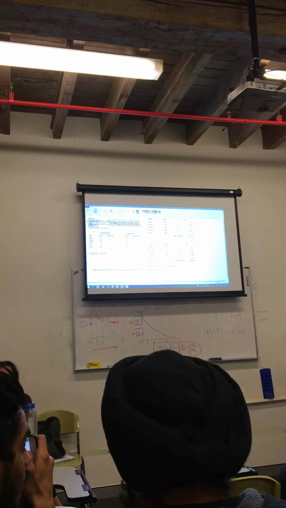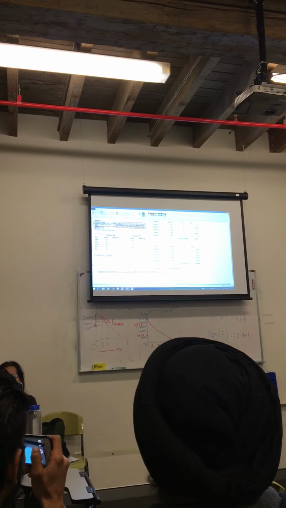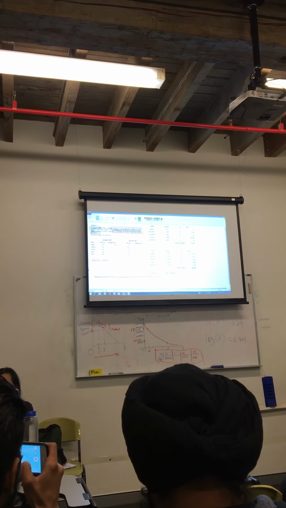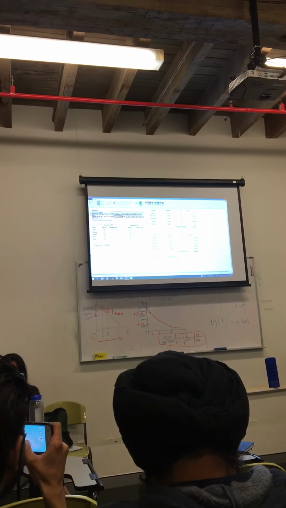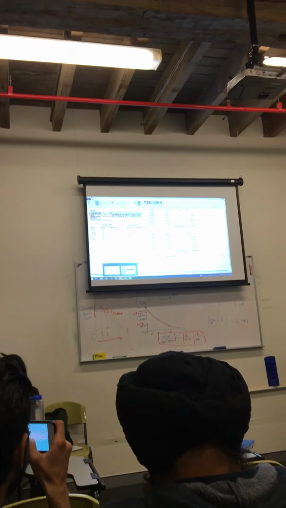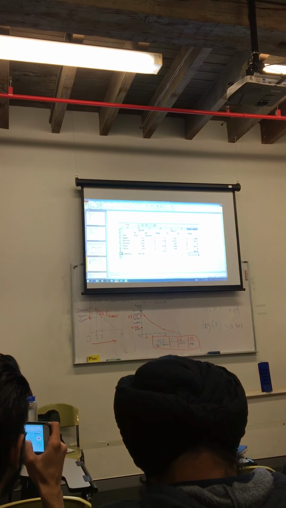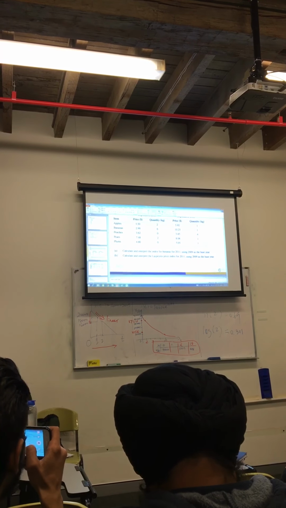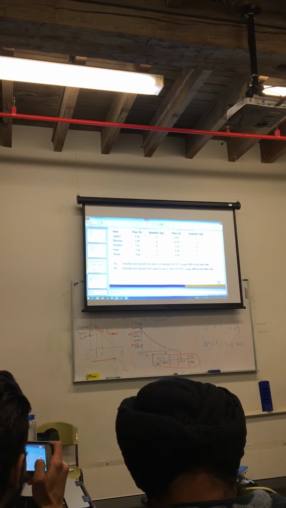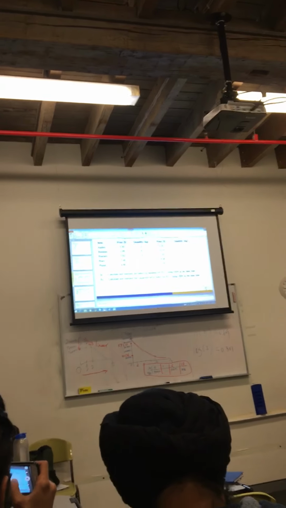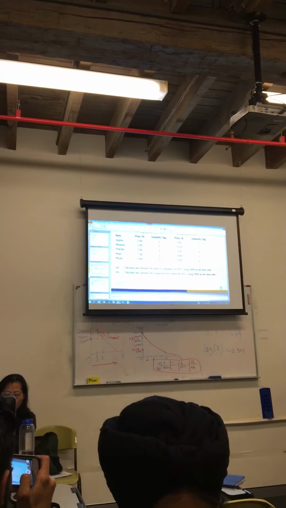Now, how do we interpret this question? Let me copy the question here again. What was the question? Calculate and interpret the price index using 2009 as the base. So how do we answer?